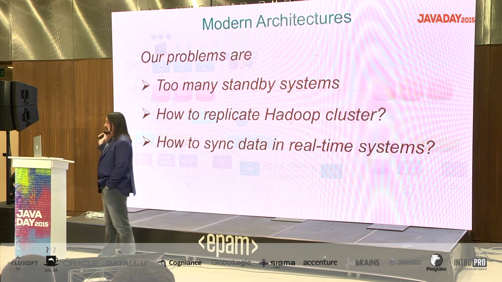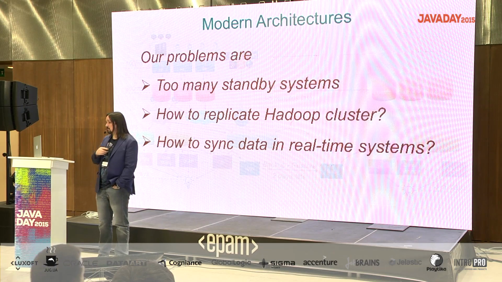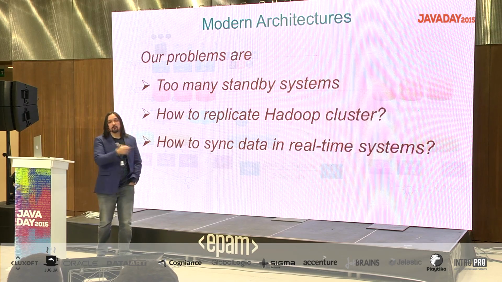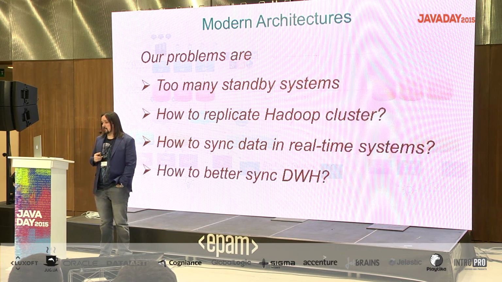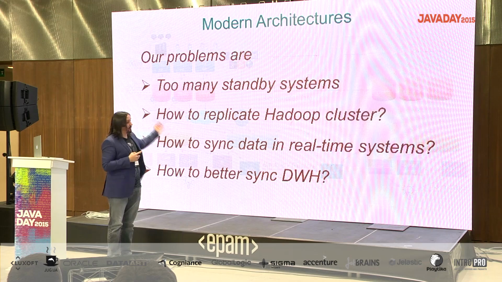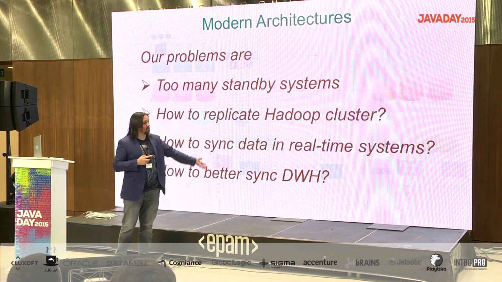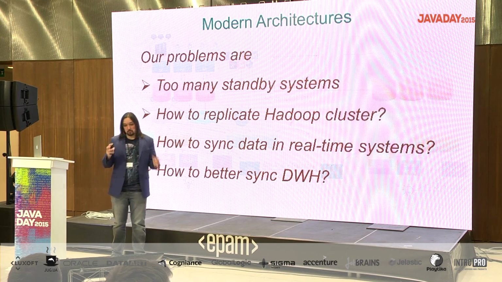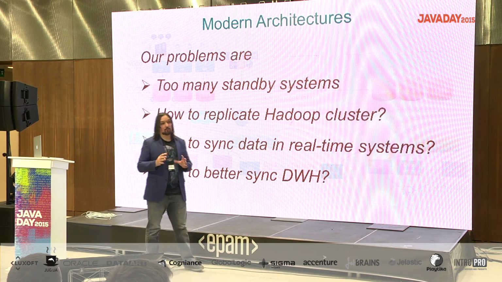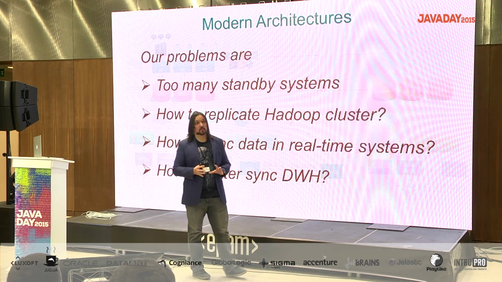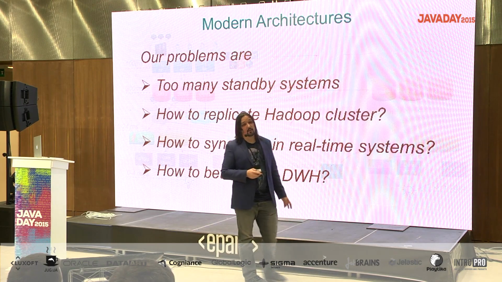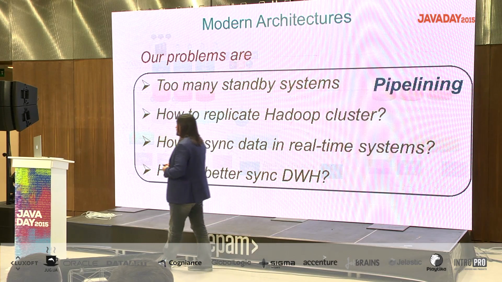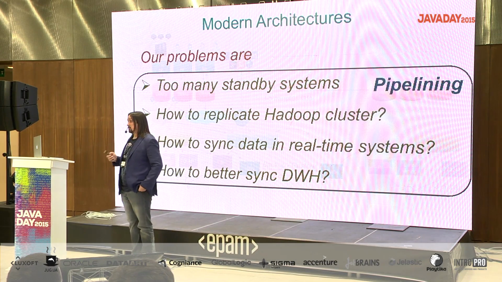How to sync data in real-time systems between a number of different systems. Say you have a real-time cluster in the production system, and in disaster recovery you don't have it. How can you do it? And how to better sync the data warehouse? Making a backup, copying this backup to the secondary site and making a restore will take you 3 days. Of course, it depends on the amount of data. For some small data warehouses, it may be done within a number of hours, but in general, data warehouses start from 10 or 15 terabytes, and for 15 terabytes it will already take at least a couple of days. So the answer is pipelining, or as I called it, streaming.